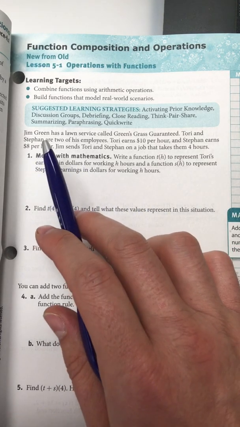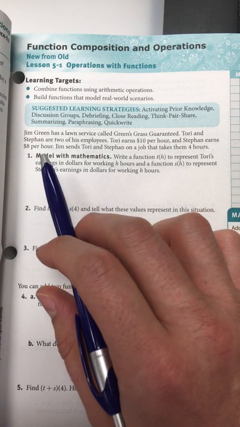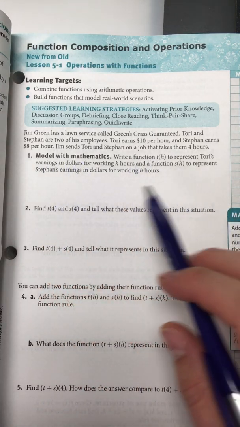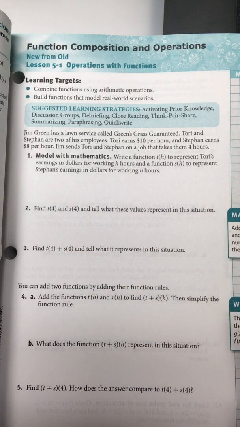So this says Jim Green has a lawn service called Green's Grass Guaranteed. Tori and Stefan are two of his employees. Tori earns $10 per hour. Stefan earns $8 per hour. Jim sends Tori and Stefan on a job that takes them 4 hours.